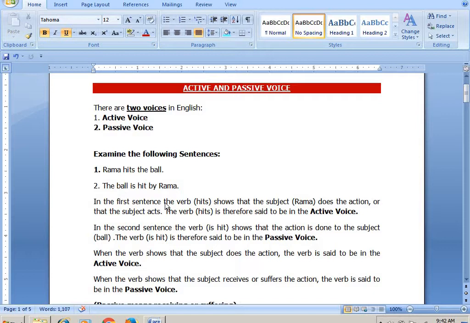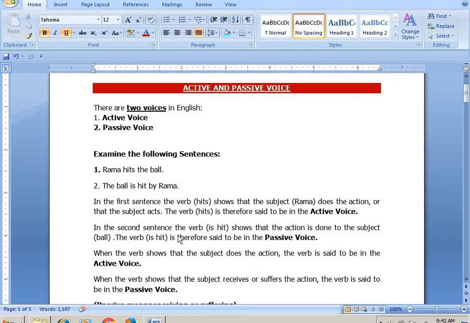Now look here. In the first sentence, the verb hits shows the subject Rama does the action, or that the subject acts. And who is acting over here? Rama. Rama is the subject in this first sentence. The verb hits is therefore said to be in the active voice because it shows who is doing the action.